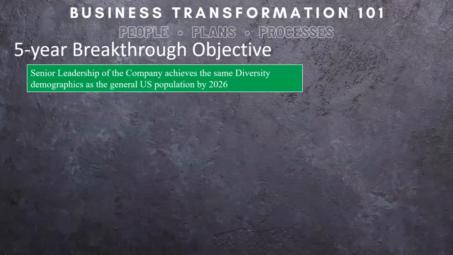Based upon the analysis, the team defined the 5-year strategic breakthrough objective as: senior leadership of the company achieves the same diversity demographics as the general US population by 2026. The year one annual strategic breakthrough objective should be set to support the trajectory required to meet the 5-year strategic breakthrough objective.